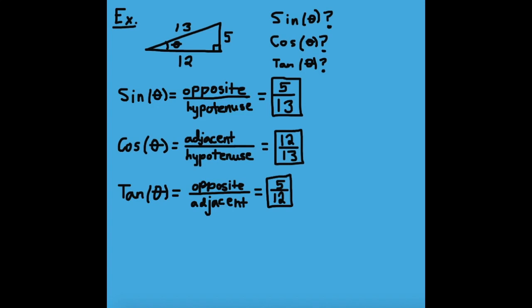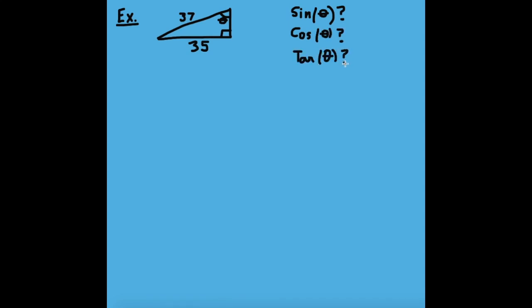Let's try another example. Let's say we have this right triangle. What is sine theta, cosine theta, and tan theta? Well, sine theta equals opposite over hypotenuse. Opposite is the side that is opposite theta. Since 35 is opposite theta and 37 is the hypotenuse, sine theta equals 35 over 37.